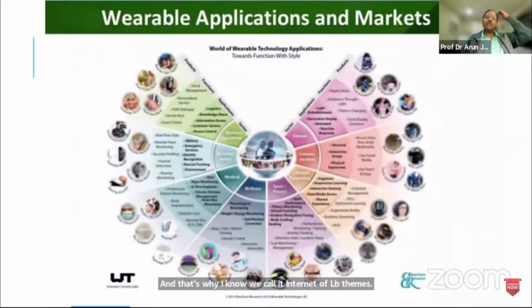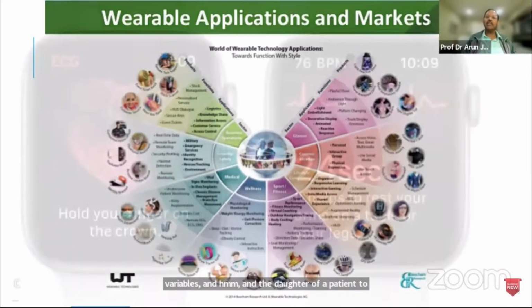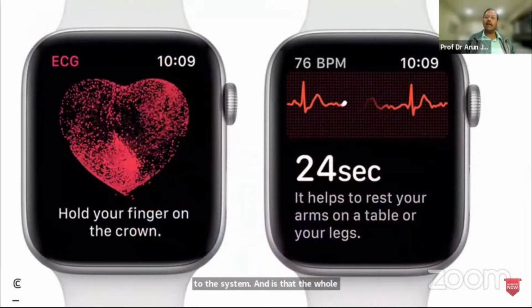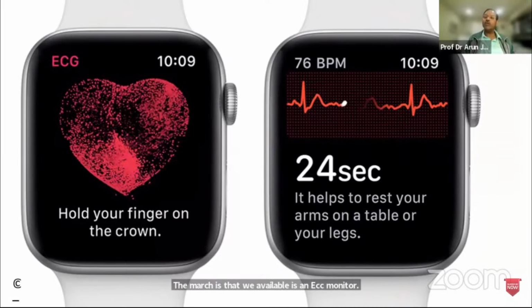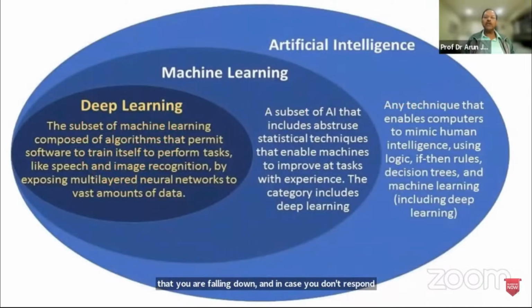And then the other thing which comes is what is called wearables. The wearables are connecting biological parameters and giving the data of the patient to the system. And it changes the whole thing. People think an Apple Watch is a wearable, it's an ECG monitor, and not only that, it can give you a clue that you are falling down. And in case you don't respond, it can directly communicate to your near and dear that your dear one has fallen down.